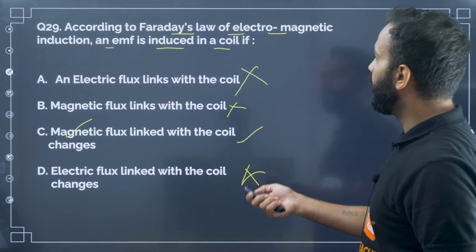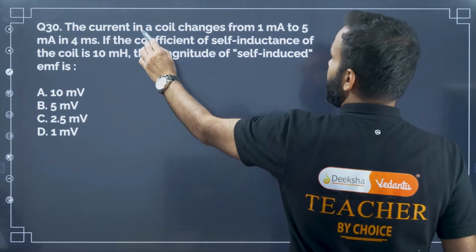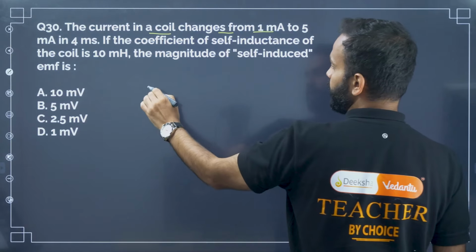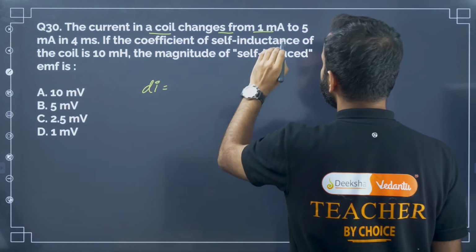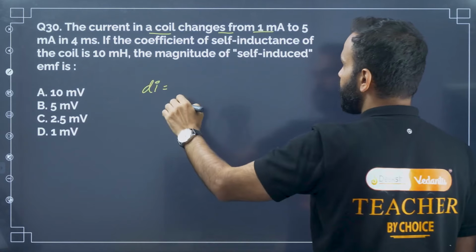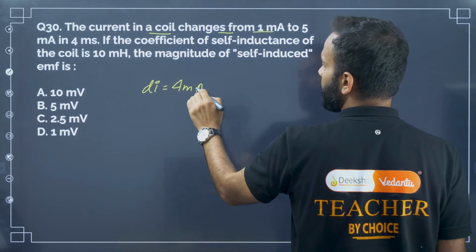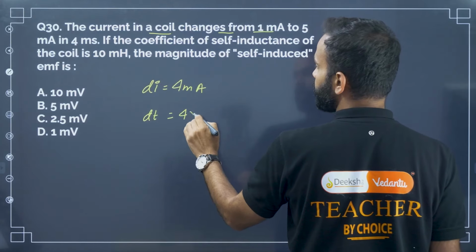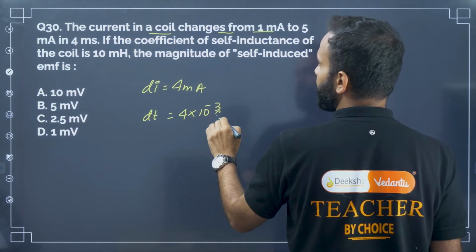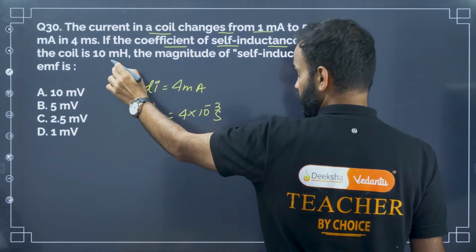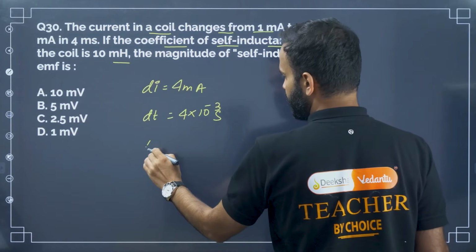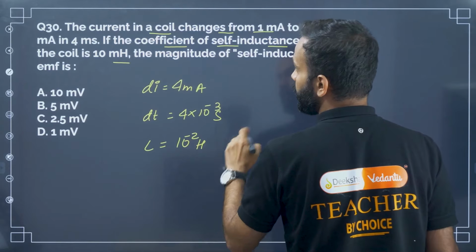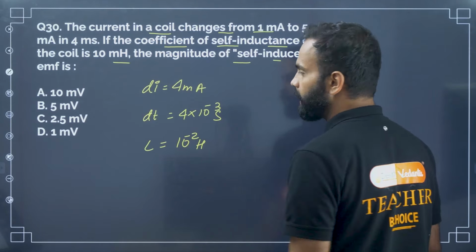And the last one. The current in a coil changes from 1 milliampere to 5 milliampere. So dI is equal to 5 milliampere minus 1 milliampere, that is 4 milliampere. And the change in time dt is 4 millisecond, that is 4 into 10 to the power minus 3 second. If the coefficient of self-inductance of the coil is 10 millihenry, that is L equal to 10 to the power minus 2 Henry, the magnitude of the self-induced EMF.